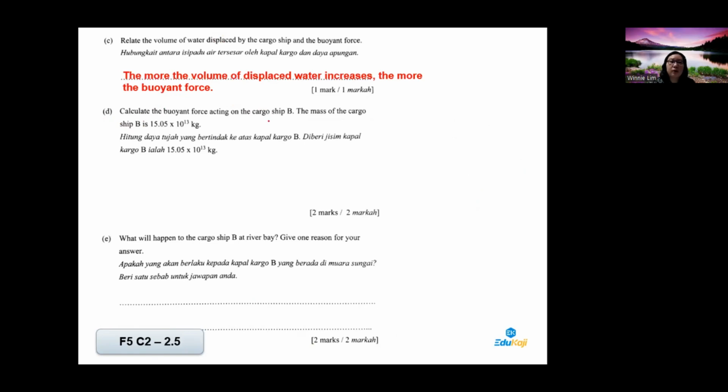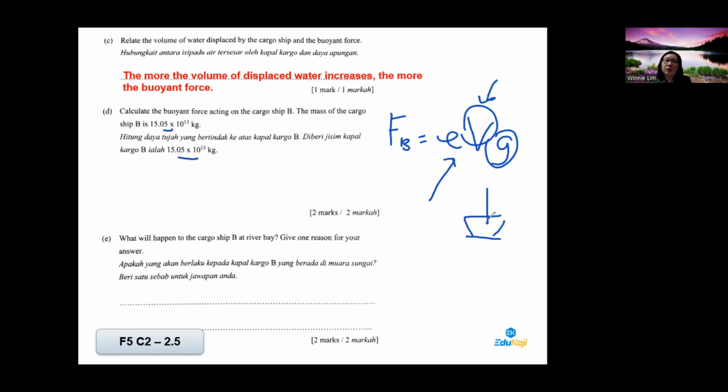Then part D, calculate the buoyant force acting on the cargo ship. The mass of the cargo is 15.05 times 10 power 3. Whenever you calculate buoyant force, there is a standard formula, which is rho Vg, where rho is the density of the fluid, V is the volume of the object submerged, and g is gravitational acceleration. Do they tell you the density of the fluid? No. Do they tell you the volume? No. But do you remember teacher said it's a ship? What is the relationship? They are floating. FB and weight are the same.